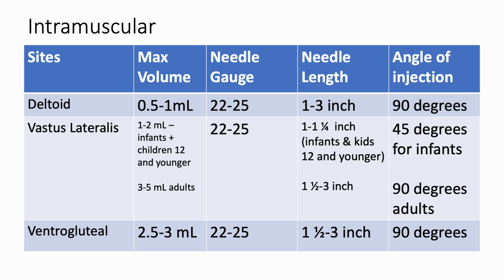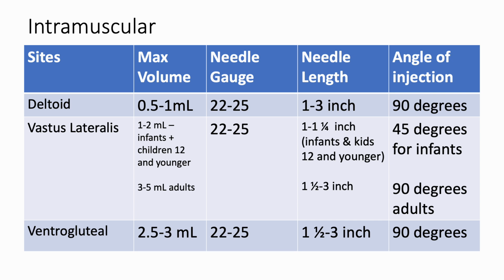So there are 3 sites that are recommended for intramuscular injection. Those include the deltoid, the vastus lateralis, and the ventrogluteal. We'll go through all of those. They did used to recommend the rectus femoris site and the dorsogluteal site, but neither is recommended anymore because of their close proximity to the sciatic nerve and the high risk for nerve damage when giving those injections. So these are the 3 we want to stick to.